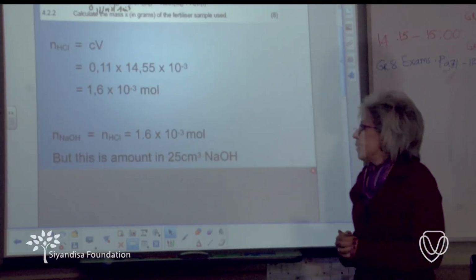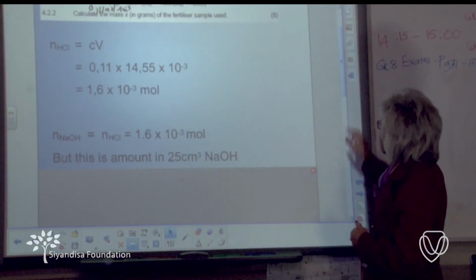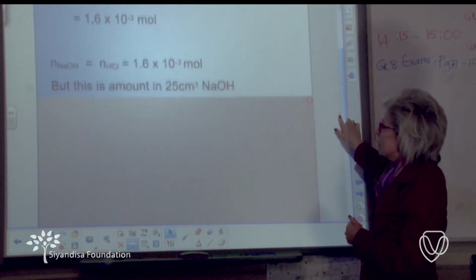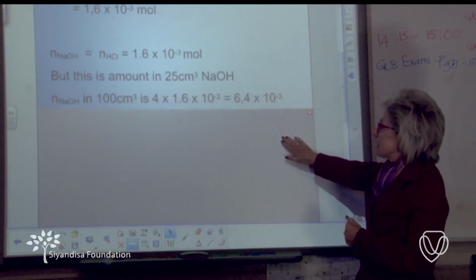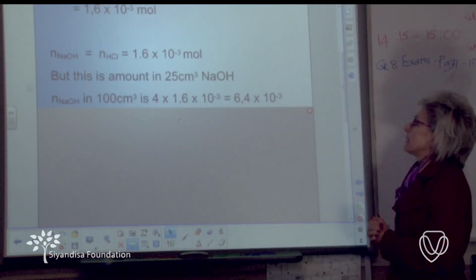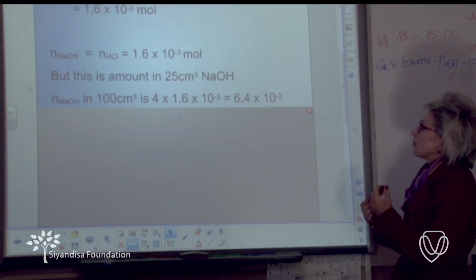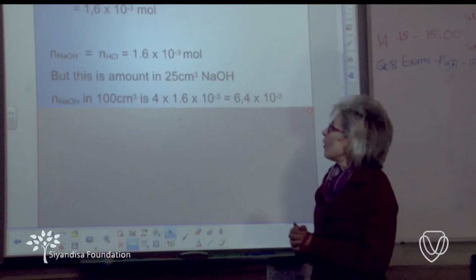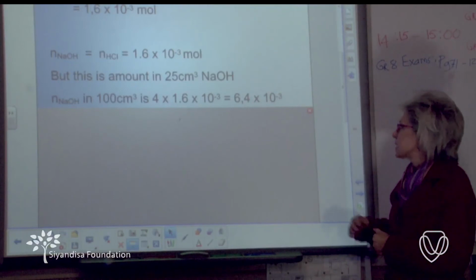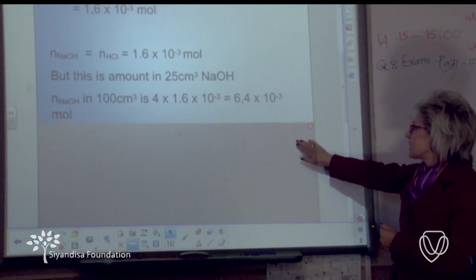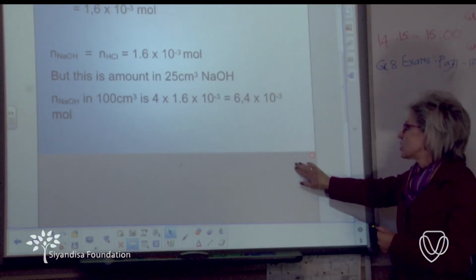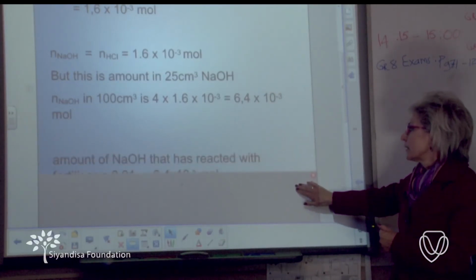This amount of mole is in 25 cubic centimeter because that is what they said. They said we use 25 cubic centimeter in the question. So that means that in the 100 cubic centimeter that we've been working with originally, there will be 4 times as much mole. And that will then be 4 times 1,6, which gives us 6,4 times 10 to the power of negative 3 mole of sodium hydroxide in the initial sodium hydroxide.